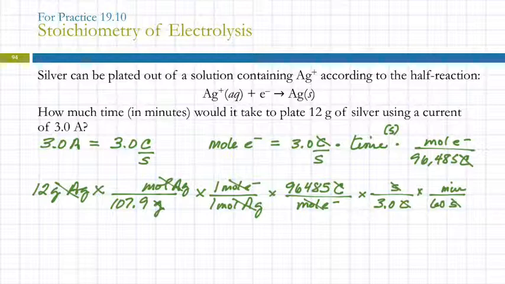12 divided by 107.9 times 1 times 96,485 divided by 3, divided by 60. So I'm getting 59.6 minutes.